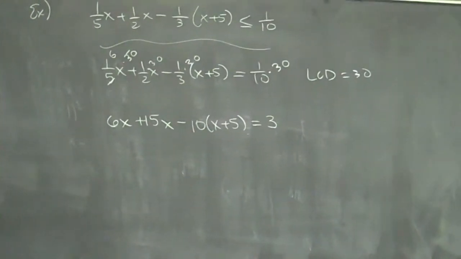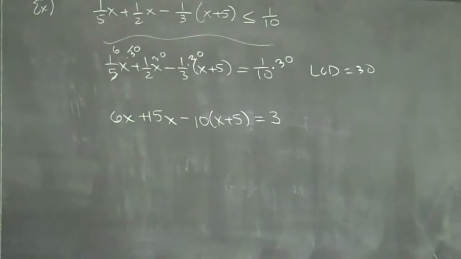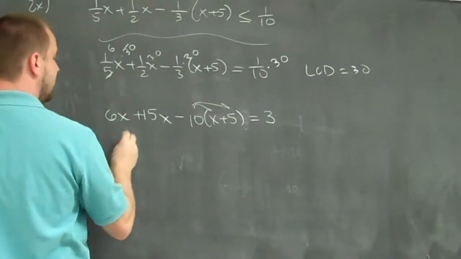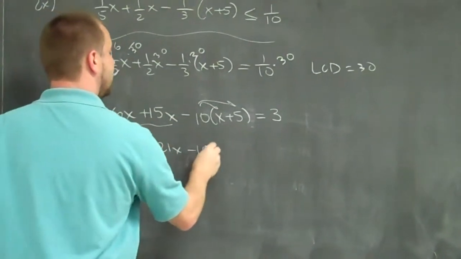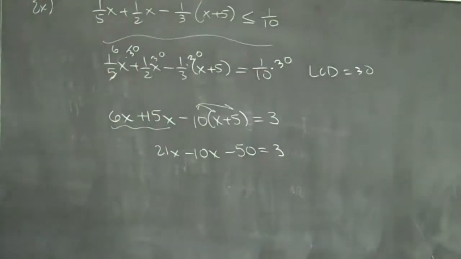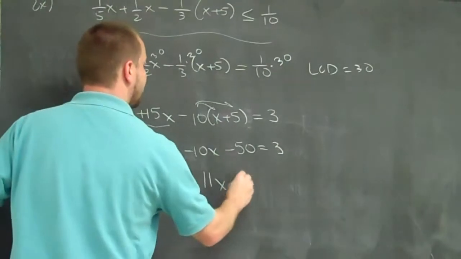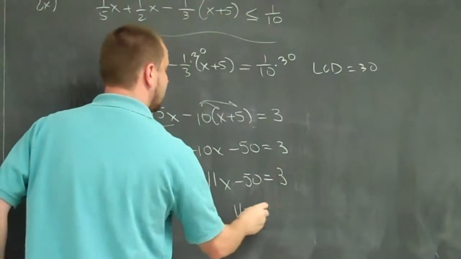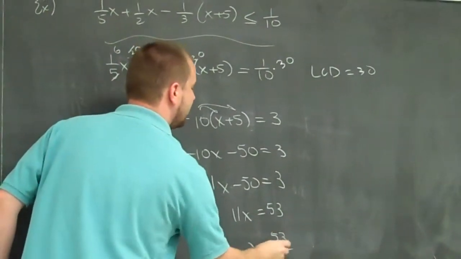And all of a sudden it's a much easier problem, right? In fact, it's just a linear equation, I think. At this point, yeah, we're not going to have any x squared or anything like that. So that's 21x minus 10x minus 50 equals 3. So 11x minus 50 equals 3. And I'm getting x equals 53 over 11.